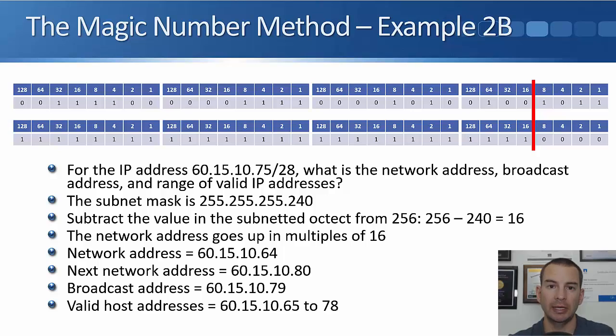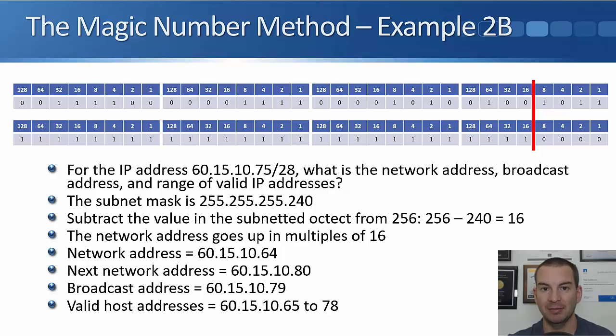Another way you can do it is by using the magic number. This is a way you can do it quite quickly in your head, especially if you were given the subnet mask in dotted decimal notation rather than in slash notation. But even if you have been given it in slash notation, you can still do it this way. You'll just need to convert it to dotted decimal first. So our example was a /28.